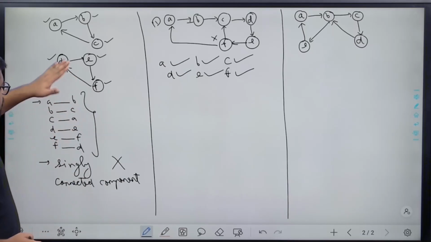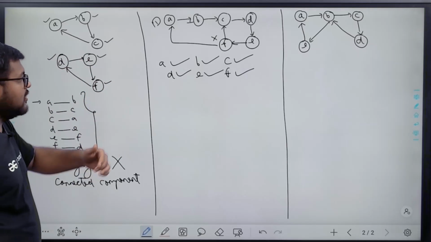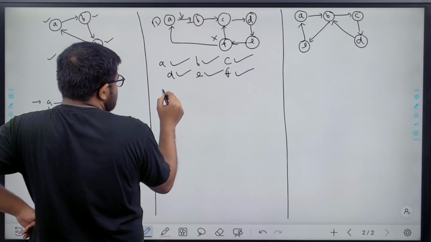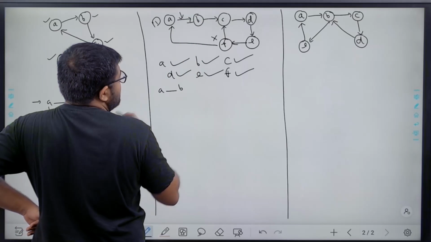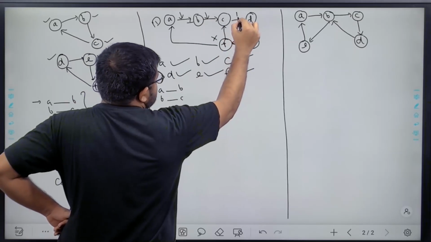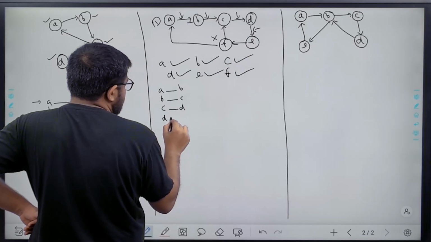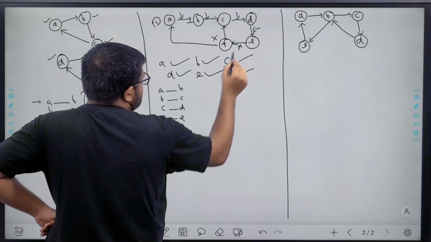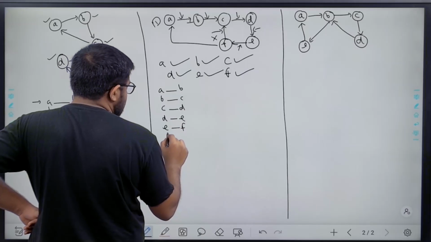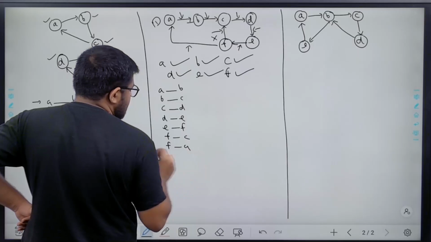Okay, so we understood here what was happening. If it is not a singly connected component, we cannot form one circle. Okay, let's see what will happen here. Because of this edge, there will be a string starting with A and ending with B. Because of this edge, a string starting with B and ending with C. Because of this edge, a string starting with C, ending with D. Because of this, a string starting with D and ending with E. Because of this, a string starting with E and ending with F. Because of this, a string starting with F and ending with C. And because of this edge, a string starting with F and ending with A.